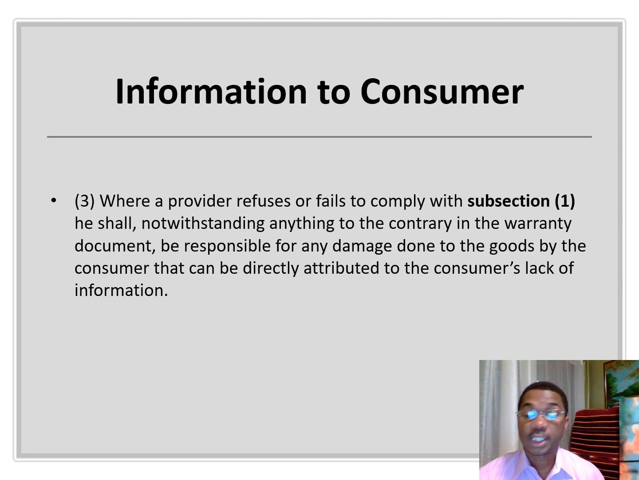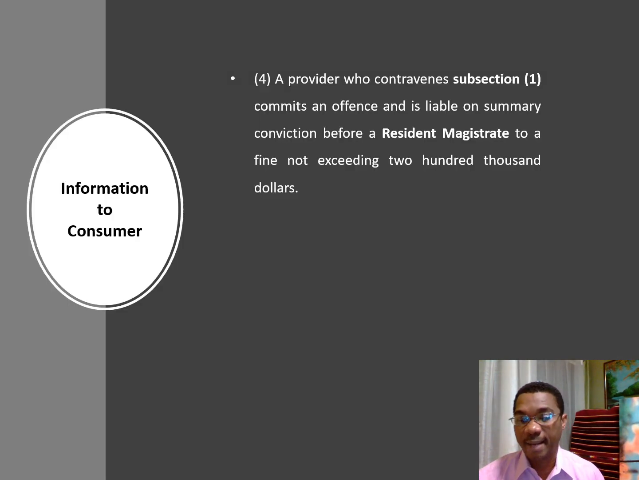Then subsection 3 of Section 80, in relation to the provision of information, makes it very clear that the provider will be liable if they do not provide information to the consumer and there is any damage to the good, whether this be directly or indirectly as a result of that lack of information. So they will be liable.